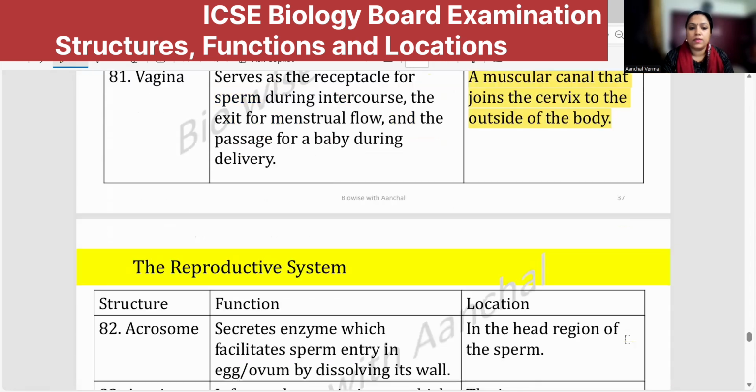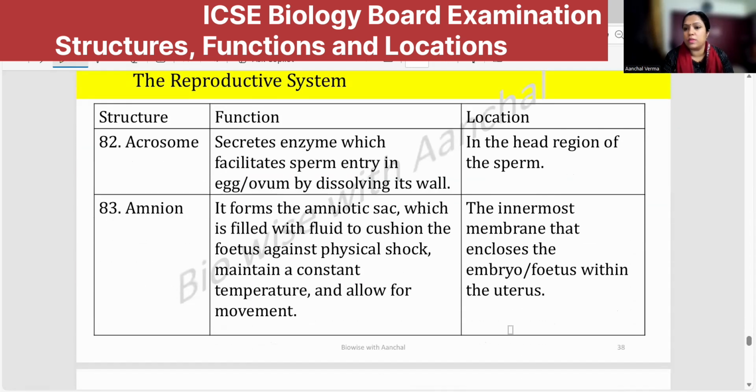Moving to the next, acrosome. It's a part of the sperm. It secretes an enzyme to facilitate sperm entry into the egg by dissolving its wall. Where is it present? In the head of the sperm. Your question is, which enzyme does it release? It secretes an enzyme, no? What is the name of that enzyme which is produced by the sperm? Write it in the comment section.